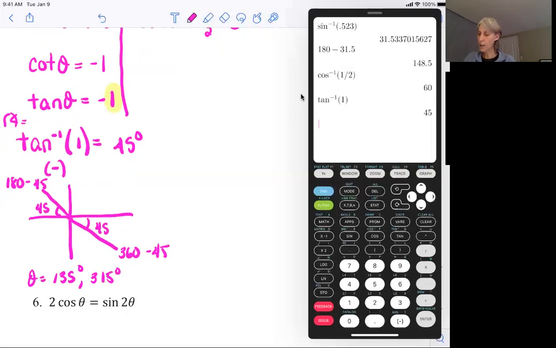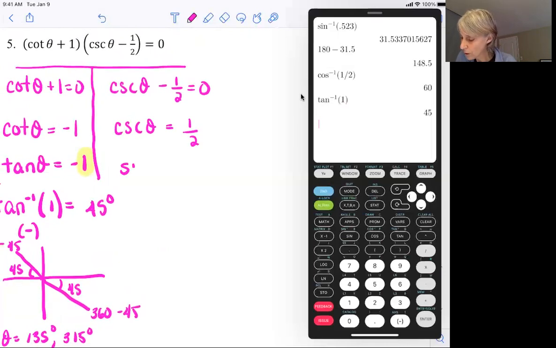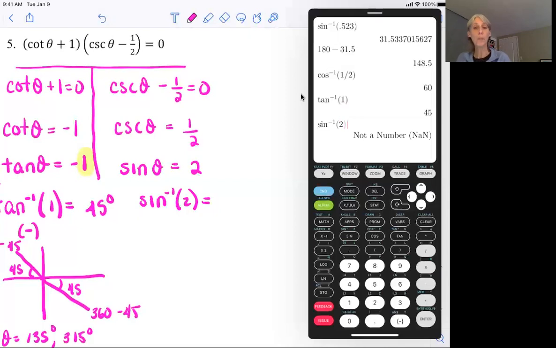And now let's approach our other factor. Cosecant theta, I'm going to bring the 1/2 to the other side. Now, instead of finding where the cosecant is 1/2, remember, we can just flip the function value. It's going to be where the sine is 2. What angle gives me a sine of 2? If we go into our calculator, second sine of 2, and it's not a number.